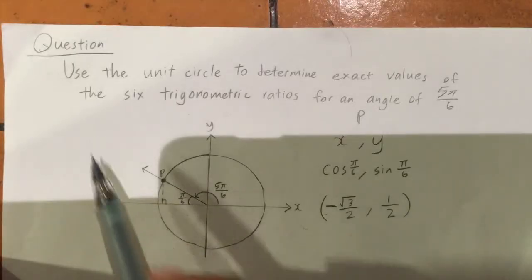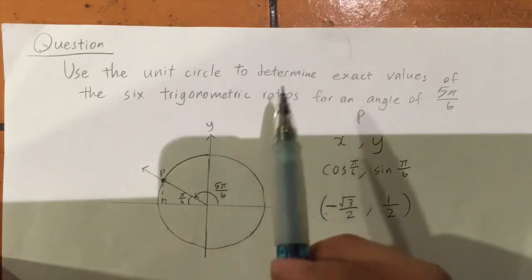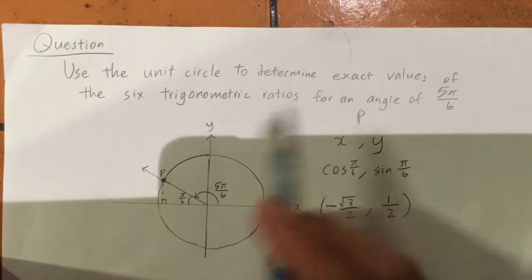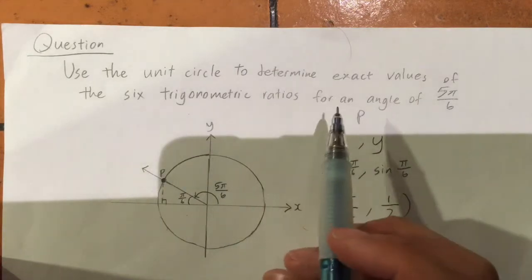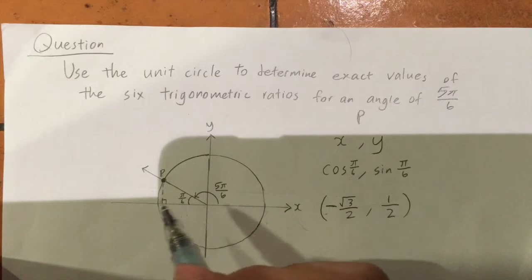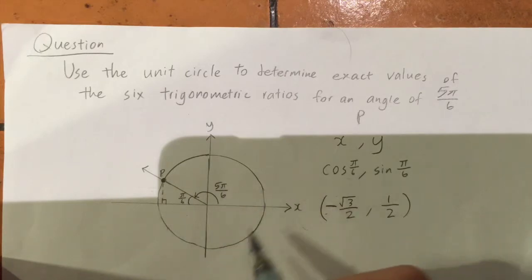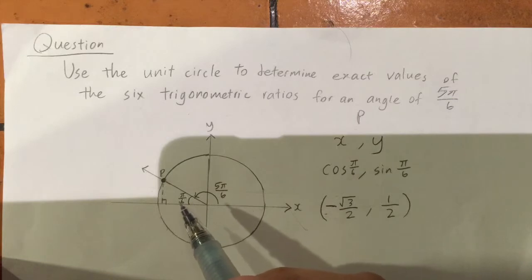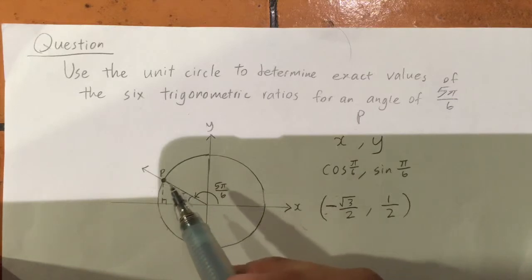In this question, we must use the unit circle to determine exact values of the 6 trigonometric ratios for an angle of 5 pi over 6. First, we must sketch out the diagram. This is our angle, 5 pi over 6, and the remainder is pi over 6. Therefore, we draw a line and it falls on the second quadrant.